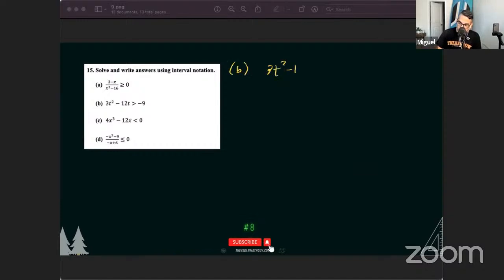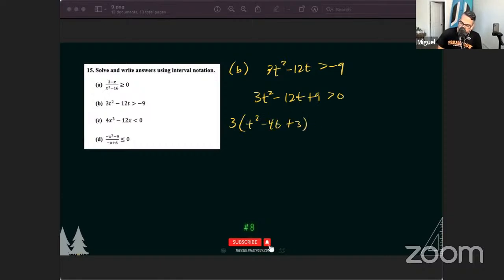3t squared minus 12t is greater than negative 9. Let's bring the negative 9 to the other side. Plus 9 is greater than 0. Okay. And in this case, I can factor out a 3. So that's t squared minus 4t plus 3.